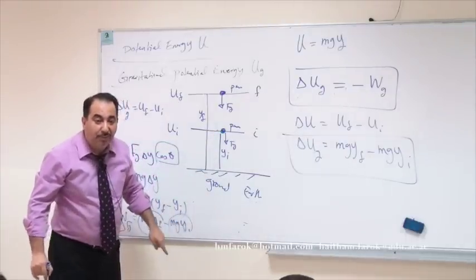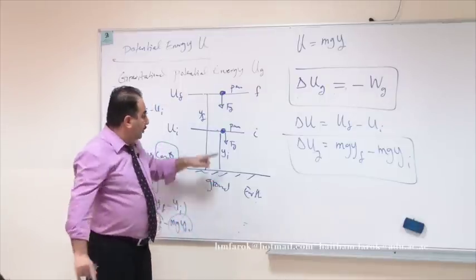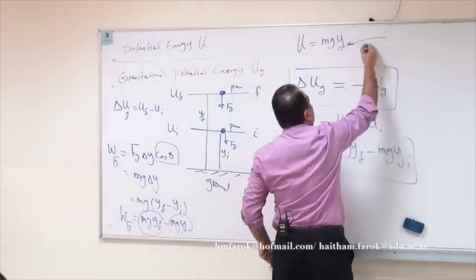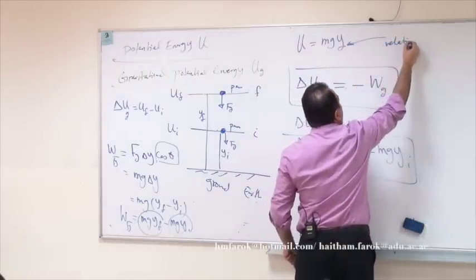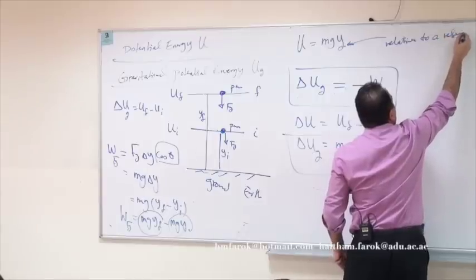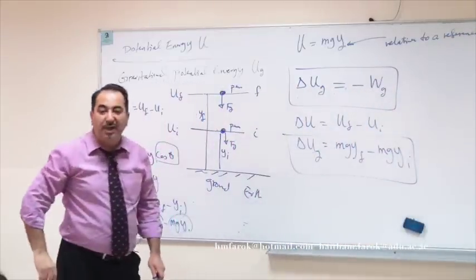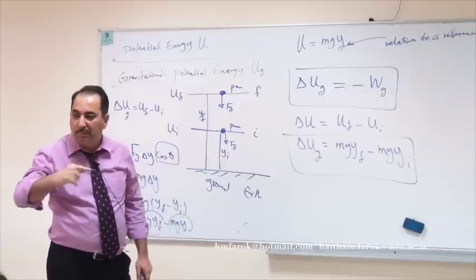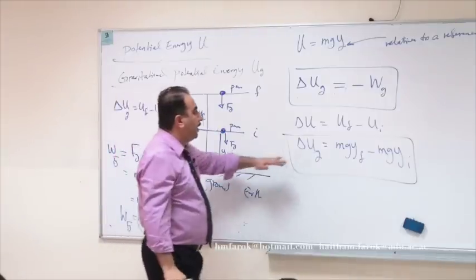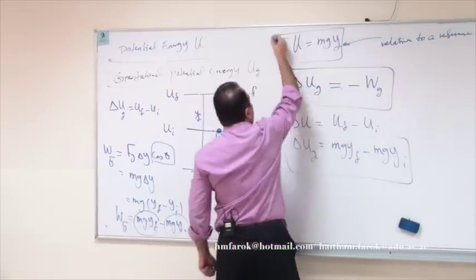But relative to a reference. Y here, relative to a reference. So it's very important when you talk about potential energy, think of references. Where is your zero potential energy? Okay? So this is the potential energy equation of gravity.